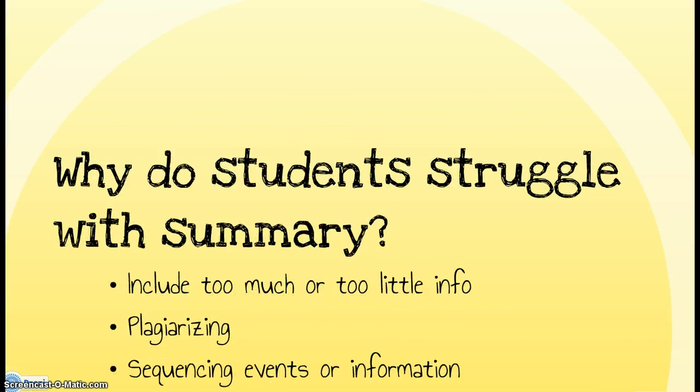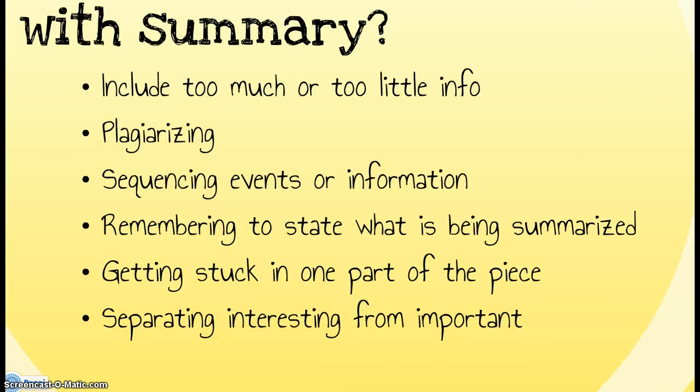Okay? So why do students struggle with summary? They put either too much or not enough information. They plagiarize, which means they don't paraphrase, so they copy and paste straight from what the author is saying. And then there's how they're putting the information in, whether it's out of order or not, so that's sequencing events.